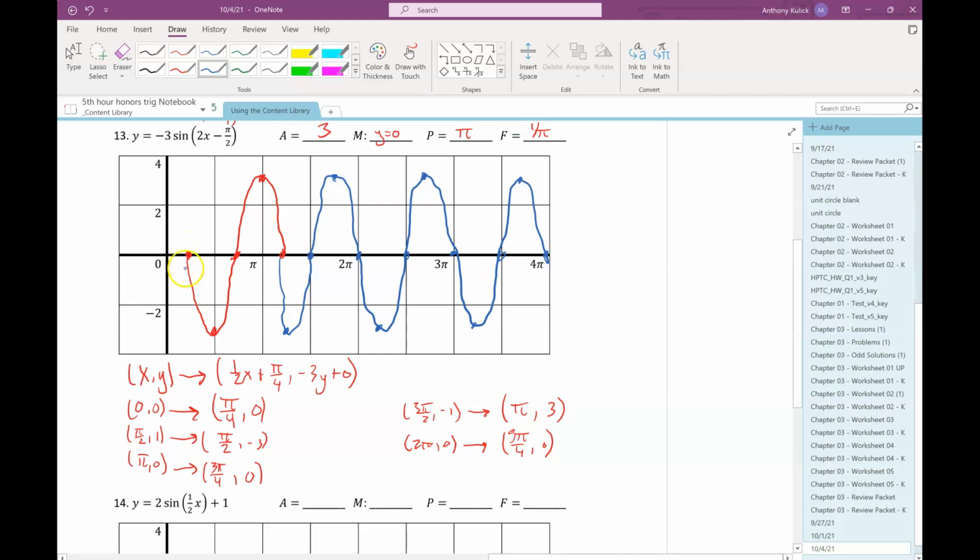And I'd have to do the same thing over here. So up, and then middle, and then down. So I'd look something like this when I'm all finished. Is that okay, Mackenzie?